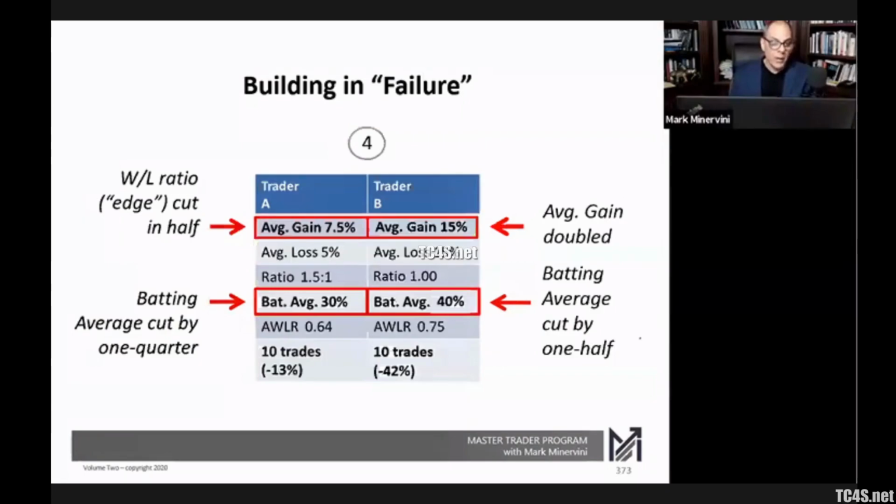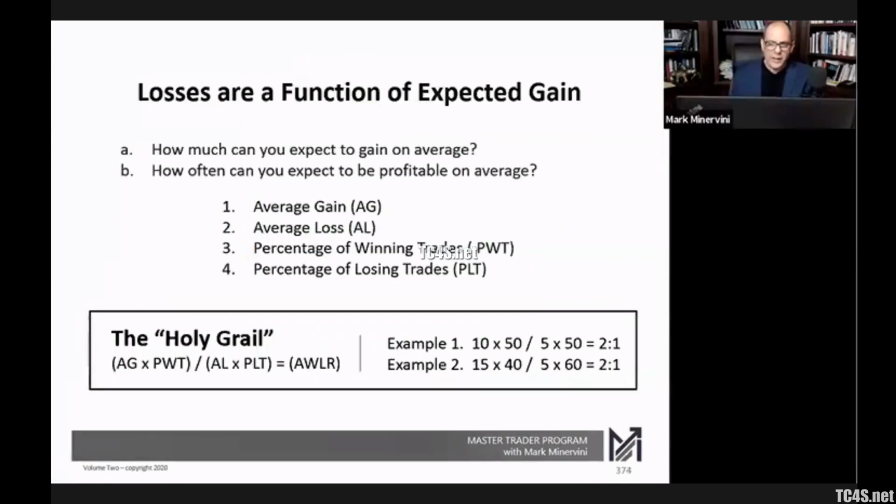So the bottom line is that losses are a function of expected gain. We're going to go back to the insurance scenario, right, with the actuary tables, and how insurance companies figure out where the average person is going to pass away, and then they can adjust their premium. It's the same thing. Think of the premium as your losses, where you're adjusting your stop based on where your trades expire.